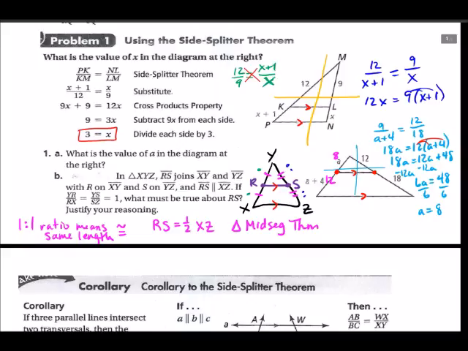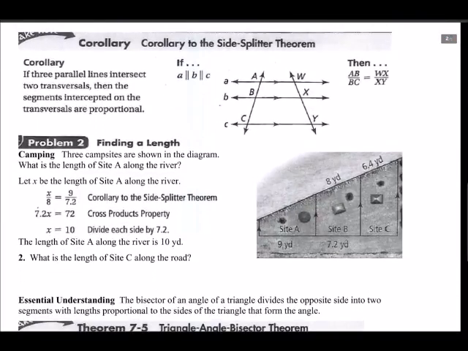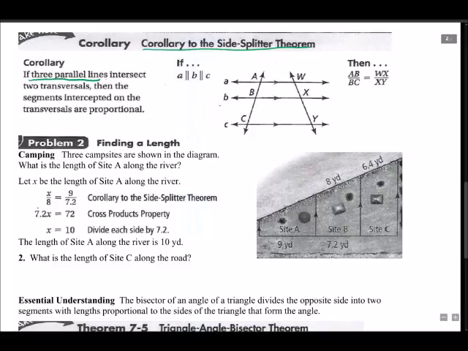Okay, let's move forward. We have a corollary to the side splitter theorem. Corollary means it's a special case. And look at our special case. If 3 parallel lines, and you can have more, if 3 parallel lines intersect 2 transversals, then the segments that are intercepted on the transversals are proportional.